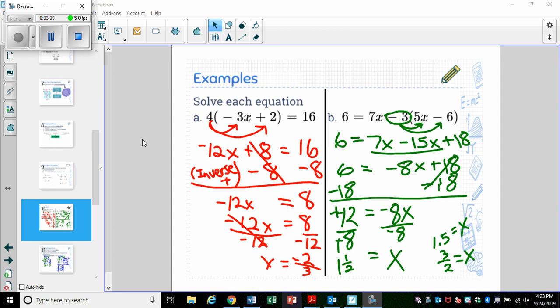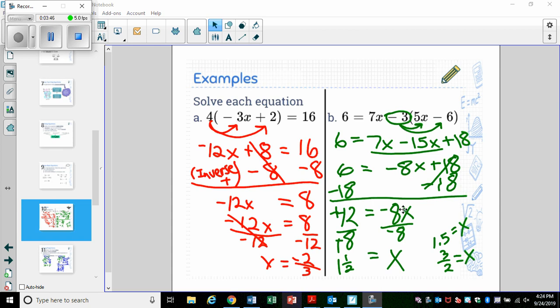Now for example B, distribute -3 to both 5x, which makes it -15x, and -6, which -3 times -6 gives us the +18. Then we combine our like terms, 7x minus 15x gives us -8x. Bring down the +18, bring down the +6. And now we will subtract 18 from both sides, our additive inverse, which makes the positive and -18 disappear.